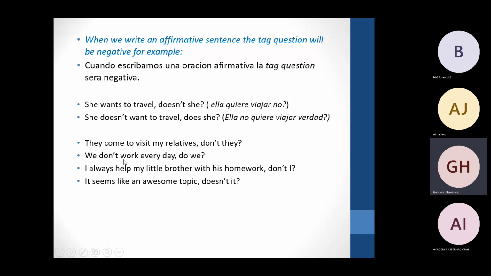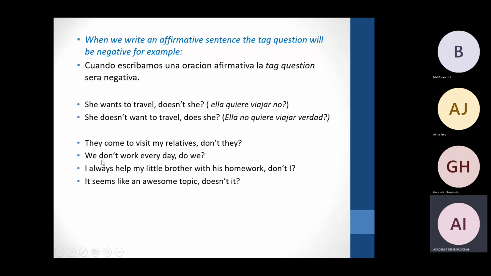Porque en la oración aquí dice we don't, se está usando nosotros en su. Correcto. Eso es otra cosa en la que, that's another thing that we have to pay attention, okay? Eso también está muy bien. Debemos de poner atención el pronombre. Por ejemplo, I always help my little brother with his homework, don't I?